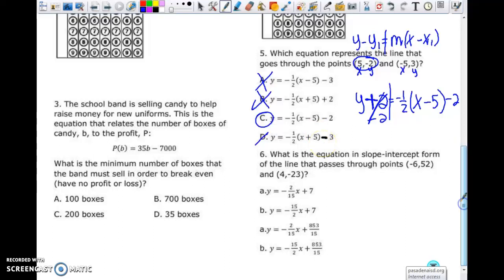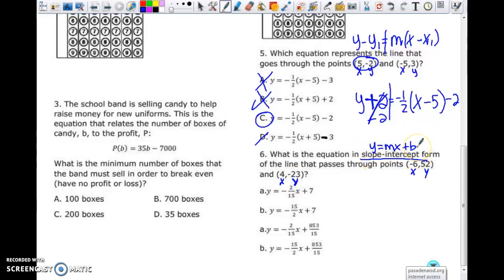All right, number 6, what is the equation in slope-intercept form? Guys, that's y equals mx plus b, right? M is the slope, B is the y-intercept of a line that passes through the points -6, 52, and 4, -23. Remember, when they give you points, all points are made up of an x and a y, right? Slope-intercept form, mx plus b.